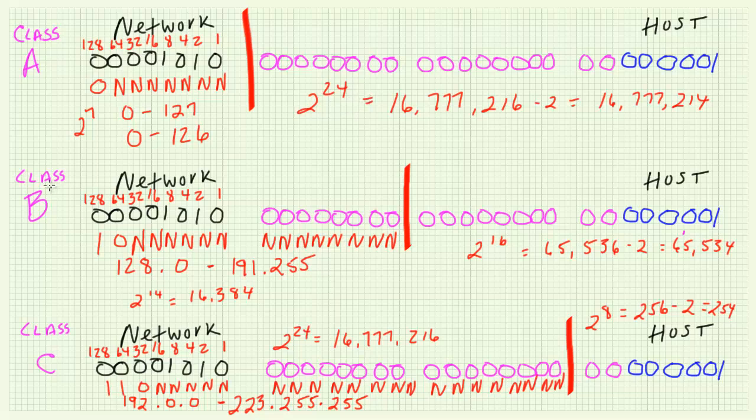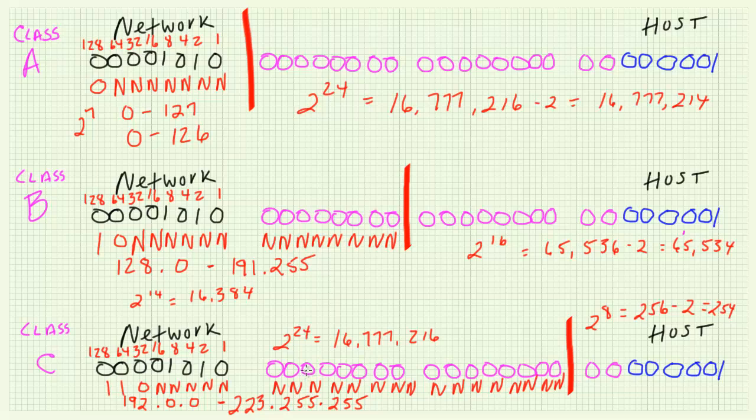Class B would be intended for the middle-sized organizations. We've got 14 bits of potential network address space. We have 14 because these first 2, remember, the rule says they've got to be 10. And then we've got 16 bits for the host. So we could have more Class B addresses than Class A's, where we only had a handful. We could have a maximum of 16,384, or 2 to the 14th, Class B addresses, each with 2 to the 16th minus 2, or 65,534 assignable host addresses in each one. So this would be more for the medium-sized organizations.